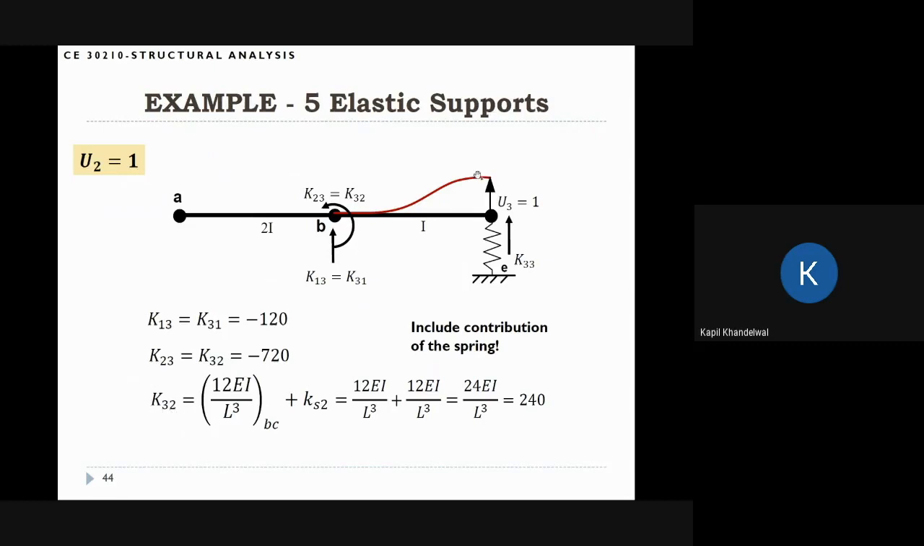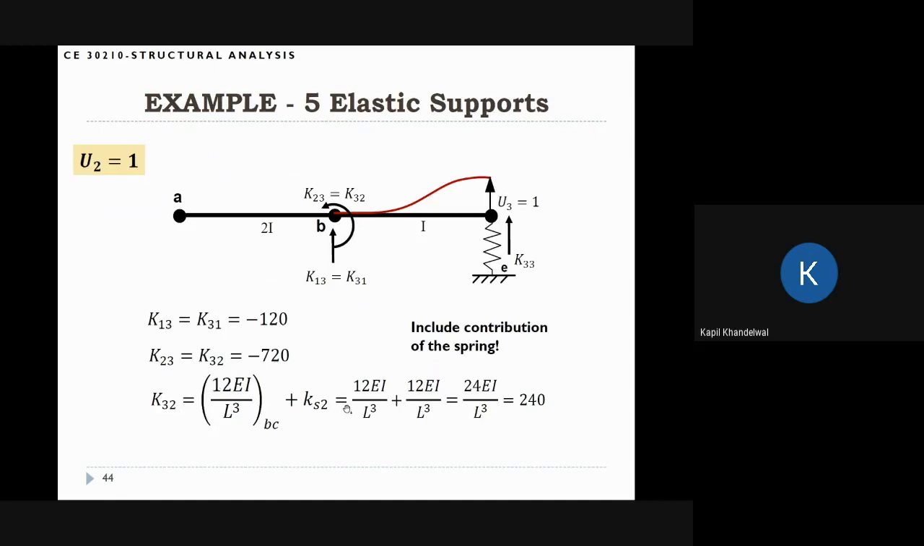So K33 is 12 EI by L cube for member BC plus Ks2, the stiffness coefficient for this spring, okay? Because this spring is also deforming by 1 unit. So this is the calculation. So this is 12 EI by L cube plus 12 EI by L cube. So it comes out to be 24 EI by L cube. So if we do the algebra, it's like 240. So this is again a typo, and I will fix it in my slides later.